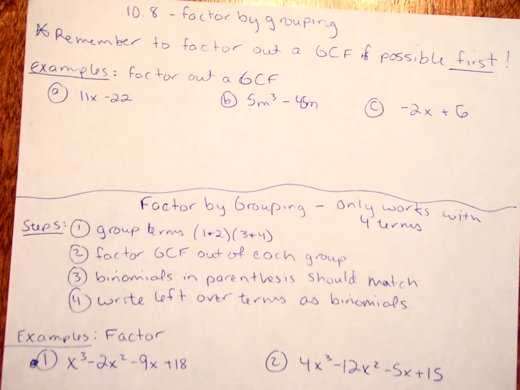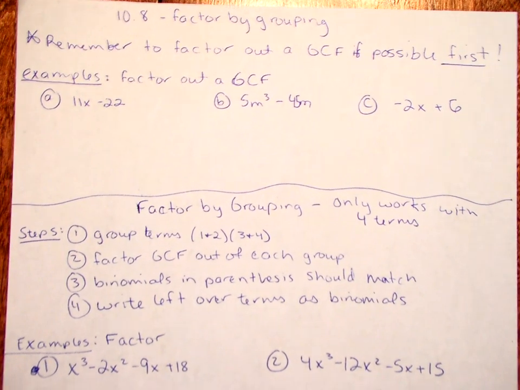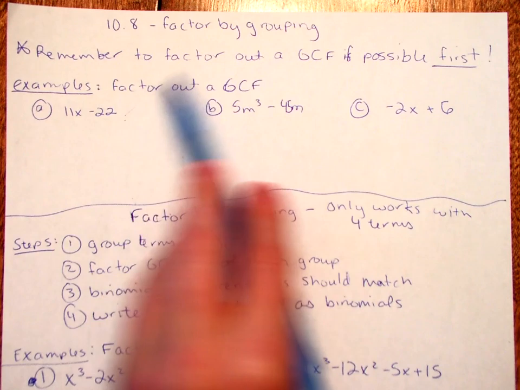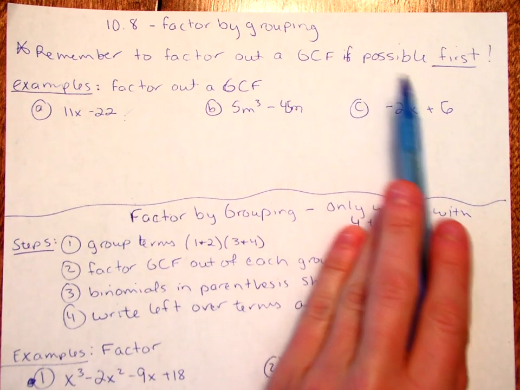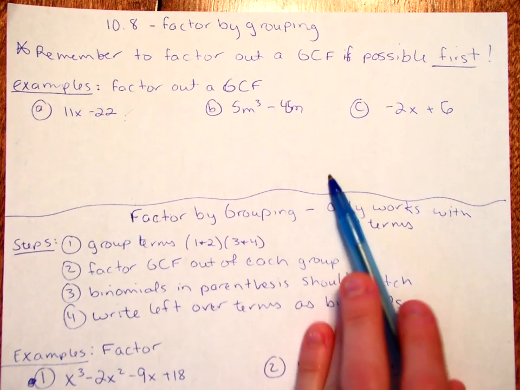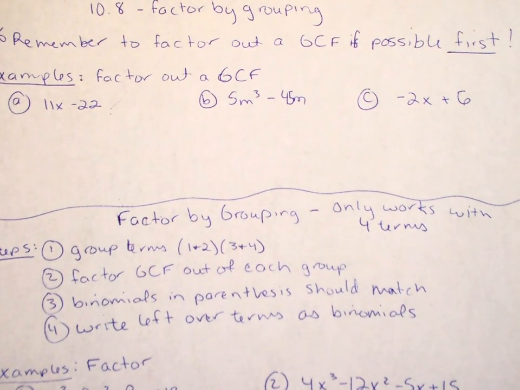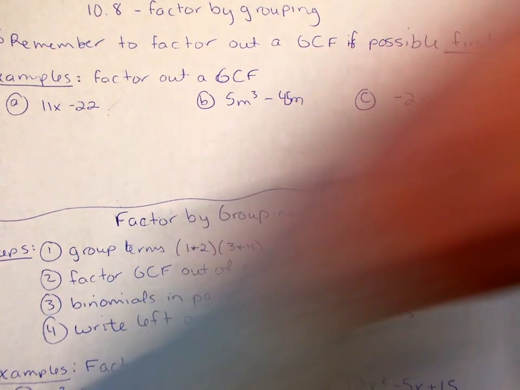Good morning. Today we are going to look at 10.8, which is factor by grouping. The first thing that this ties into is that you need to factor out a GCF if possible first. So the first few examples are going to be doing that before we hop into factor by grouping. All right, so we have three examples here.